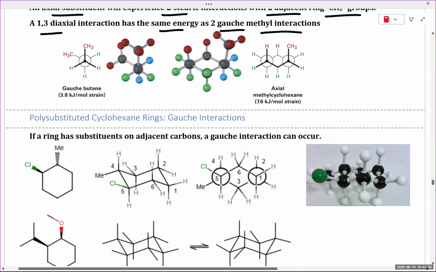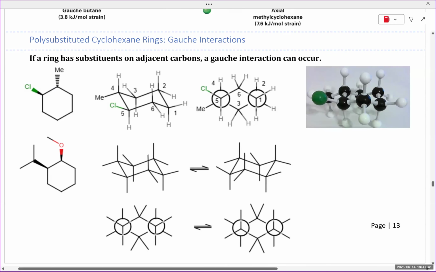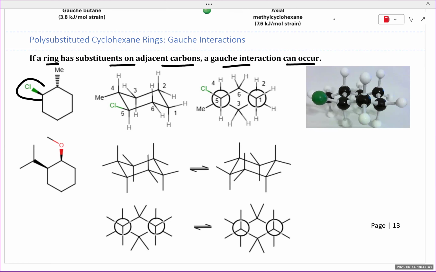One other thing that you need to consider in polysubstituted cyclohexane rings are Gauche interactions. If a ring has substituents on adjacent carbons, a Gauche interaction can occur. For example, in the following molecule, the chlorine is wedged up, methyl is dashed down. In one conformation, we have the chlorine in the equatorial up position, the methyl is equatorial down. As you can see, these two substituents are gauche to one another, and so we have a gauche methyl-chlorine interaction.